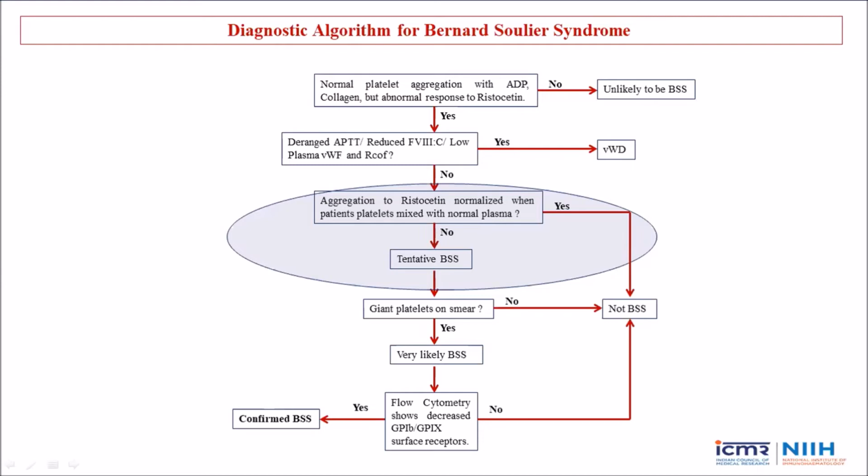If APTT is deranged and factor VIII is low, then you have to go ahead and do the workup for von Willebrand disease. Now, the third step here, which I have circled, is optional. The mixing studies, you may not go for the mixing study. You can directly go for the flow cytometry. Obviously, looking into the smear is helpful, because in Bernard-Soulier syndrome, you get giant platelets on smear. If that is the case, it is very likely to be Bernard-Soulier syndrome. Then you can confirm it by flow cytometry.